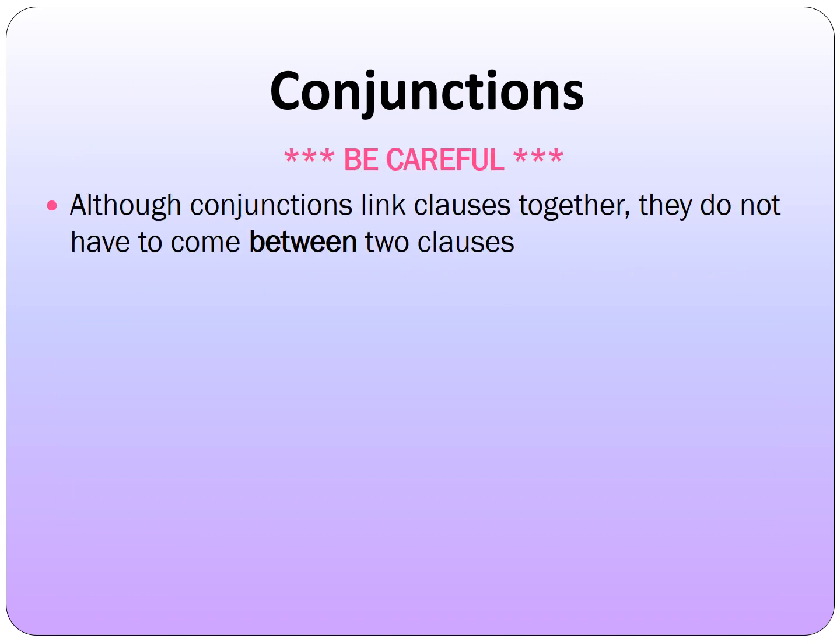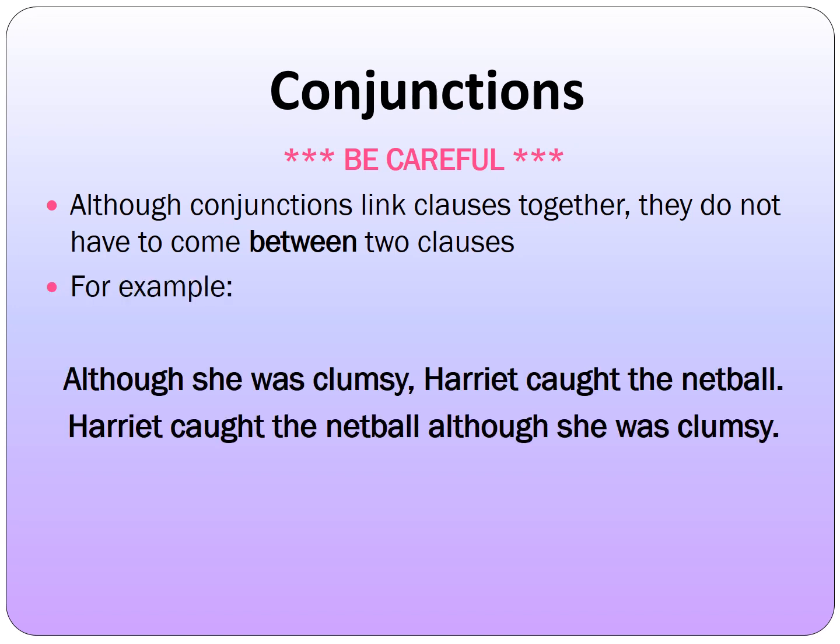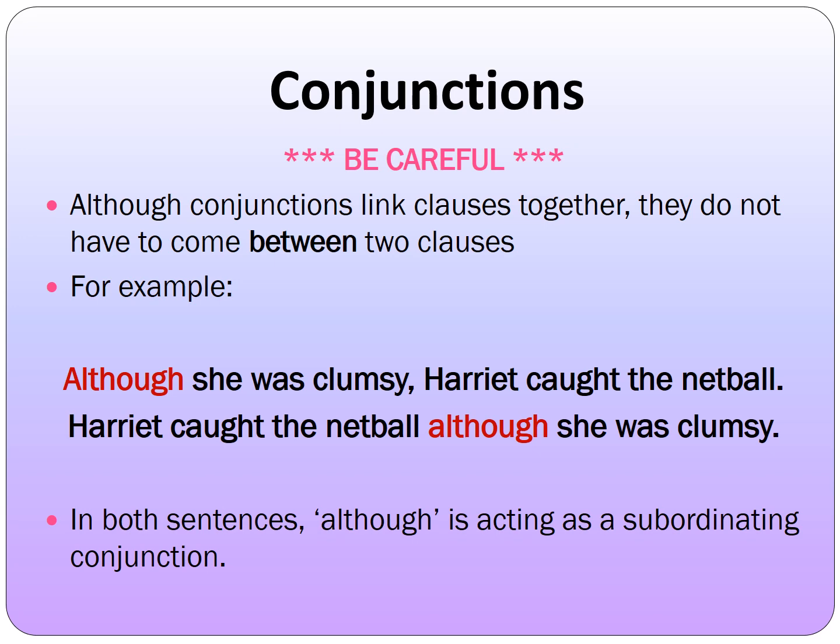Now be careful with conjunctions. Although they link clauses together, they do not have to come between the two clauses. They aren't always in the middle of our sentences. Although she was clumsy, Harriet caught the netball. Harriet caught the netball, although she was clumsy. Here you can see that although is the conjunction. However, in our first example, it is at the beginning, and in our second example, it is in the middle.